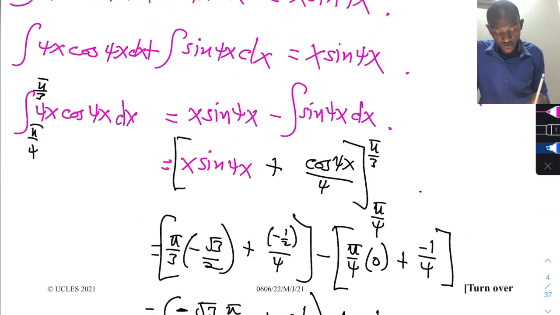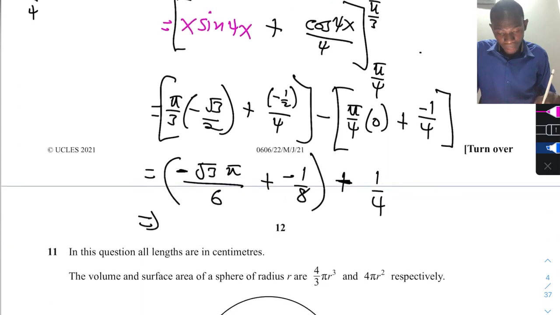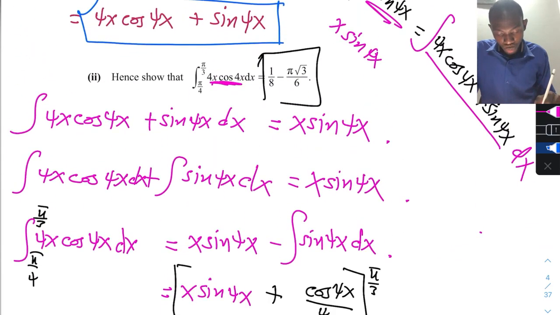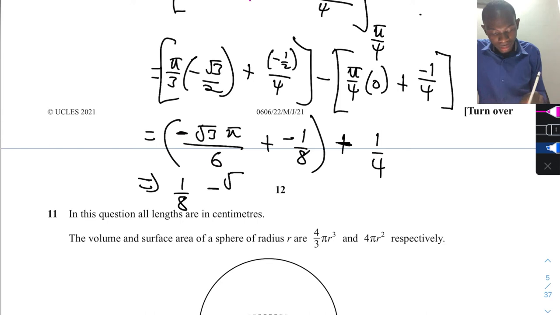So this whole thing, don't be quick to put the answer down. Relax, and let's see what's happening. We are supposed to get 1/8 minus that. So we would get negative 1/8 plus 1/4. We can do that on the calculator and see. Negative 1 over 8 plus 1 over 4. The calculator tells me my answer is positive 1 over 8. So I have 1 over 8 minus root 3 on 6 pi. Right, so now this is what I have.